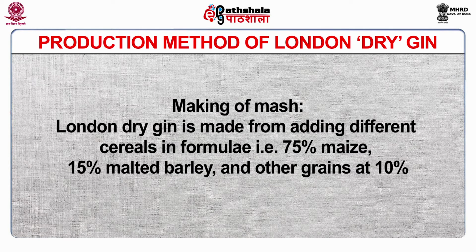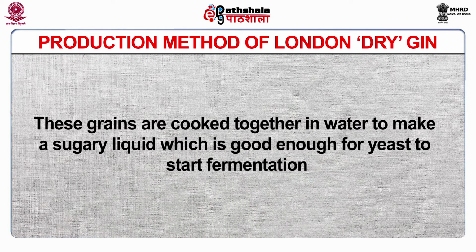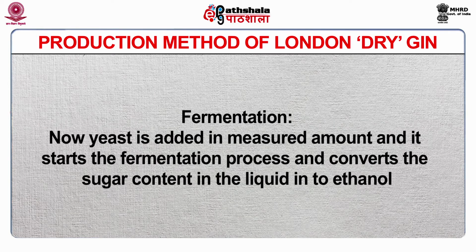The first step in the manufacturing of London dry gin is making the mash. London dry gin is made by adding different cereals in a formula of 75% corn, 15% malted barley, and other grains at 10%. These grains are cooked together in water to make a sugary liquid which is good enough for yeast to start fermentation. The next step in London dry gin production is fermentation.